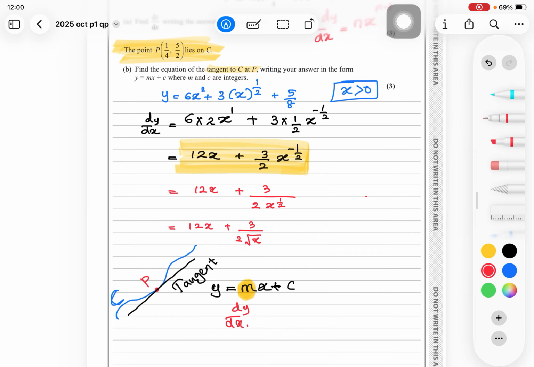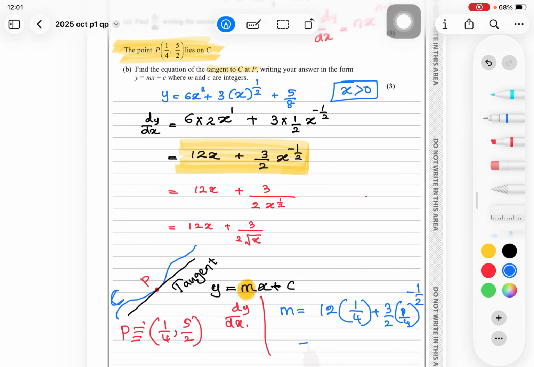For this question, we know the P coordinate was 1 over 4 comma 5 over 2. So x is going to be 1 over 4. We can do the substitution here. m would be 12 times 1 over 4 plus 3 over 2 times 1 over 4 to the power negative half. Once you solve it with your calculator, you will get the answer as 6.